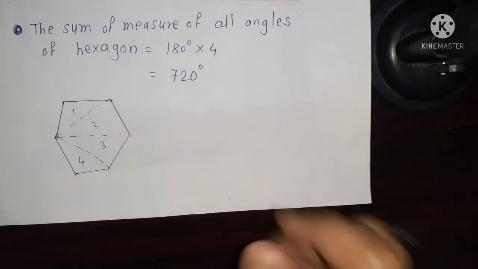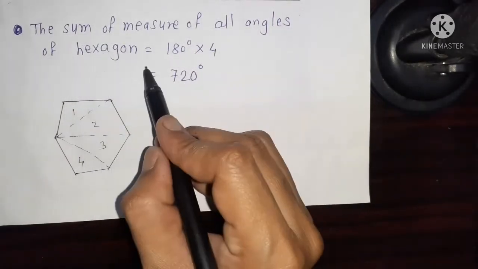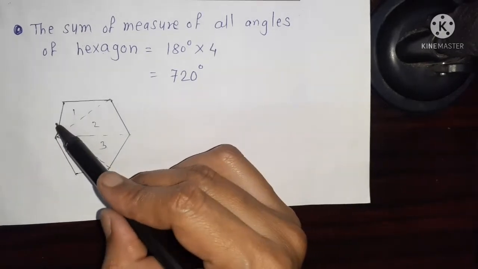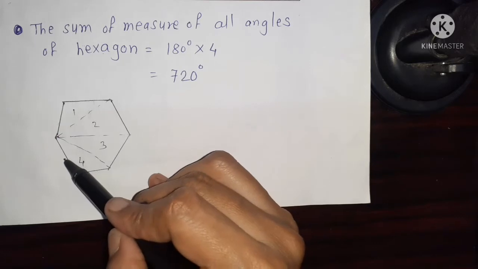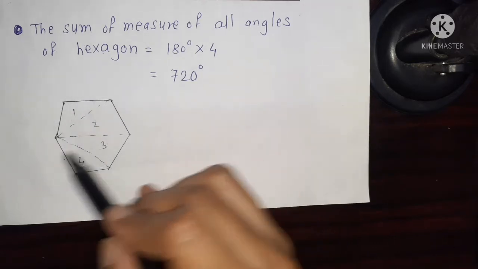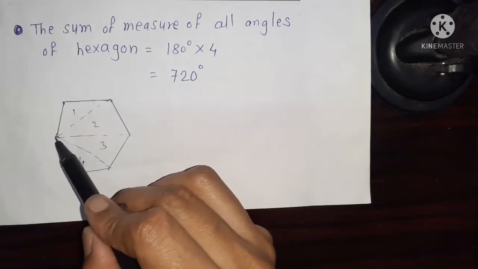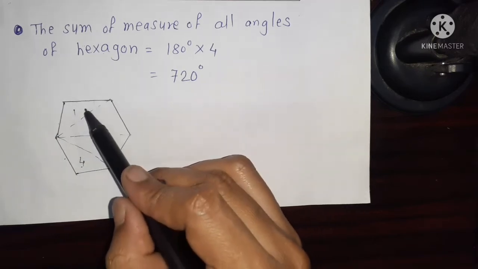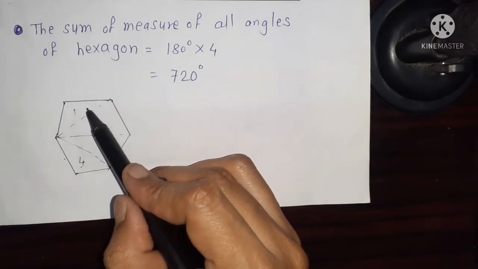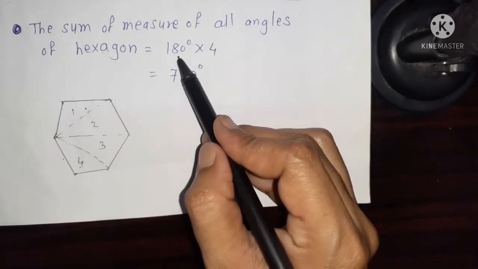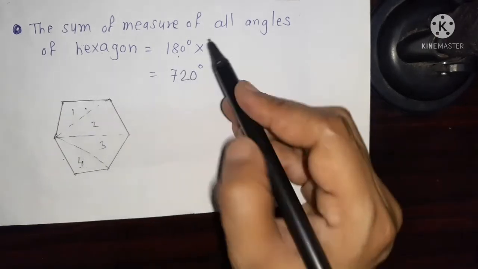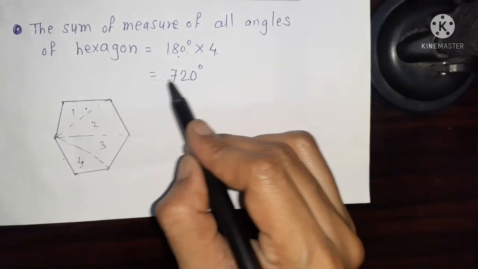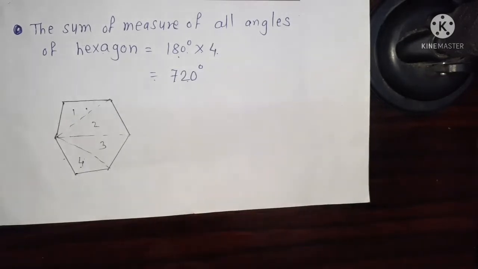The sum of the measures of all angles of a hexagon is equal to what? We can draw a hexagon here: 1, 2, 3, 4, 5, 6. 6 sides means hexagon, and we can get triangles 1, 2, 3, 4. In one triangle, the sum of all measures of angles is 180 degrees. Here we get 4 triangles, so multiply 180 by 4. The answer is 720 degrees.